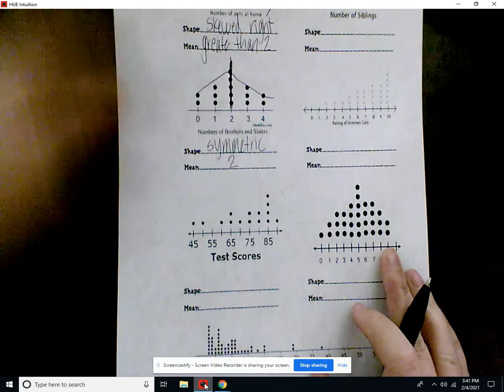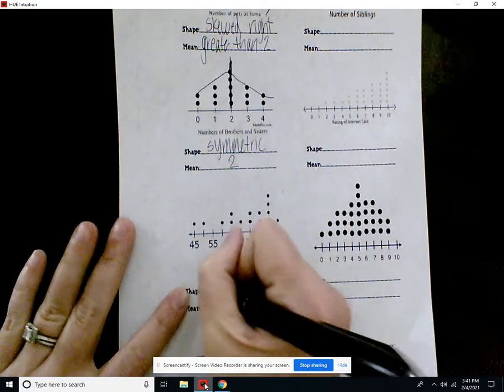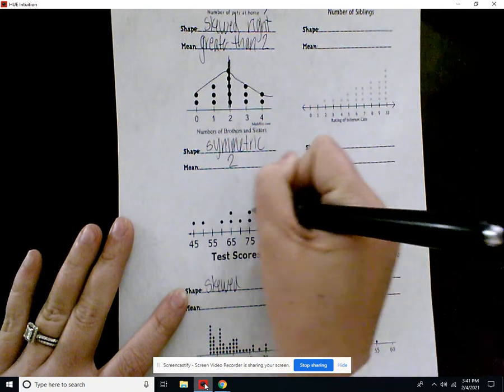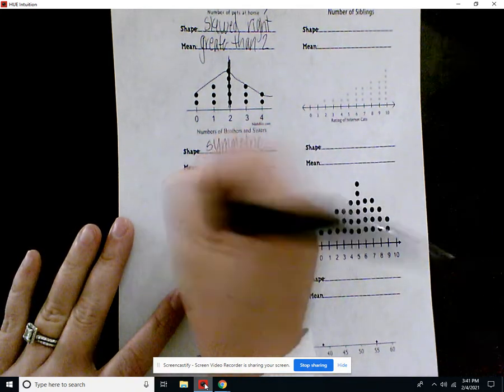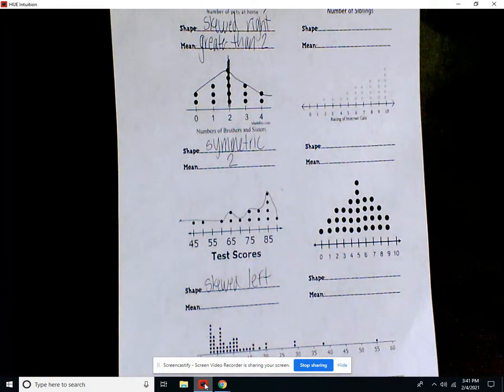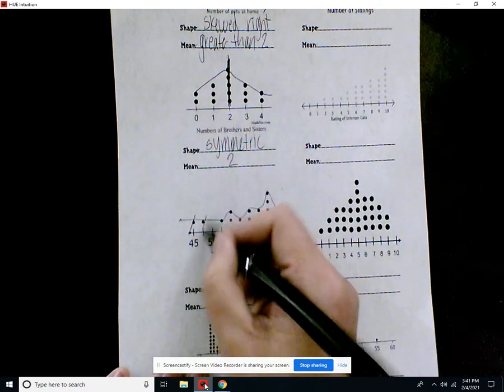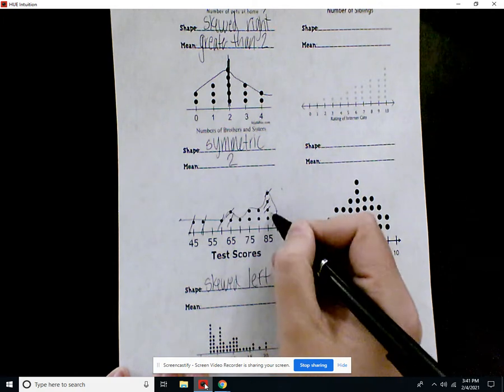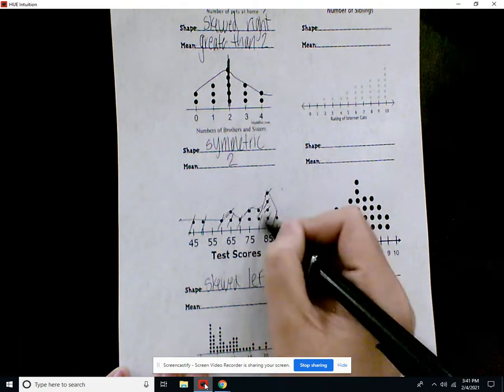All right, the next one. This one is going to be skewed. When we draw, we can see the tail goes to the left, so it's going to be skewed left. From here we'll find our median. So we'll cross out our dots to find the middle. We can't just look at it. We have to cross them out.